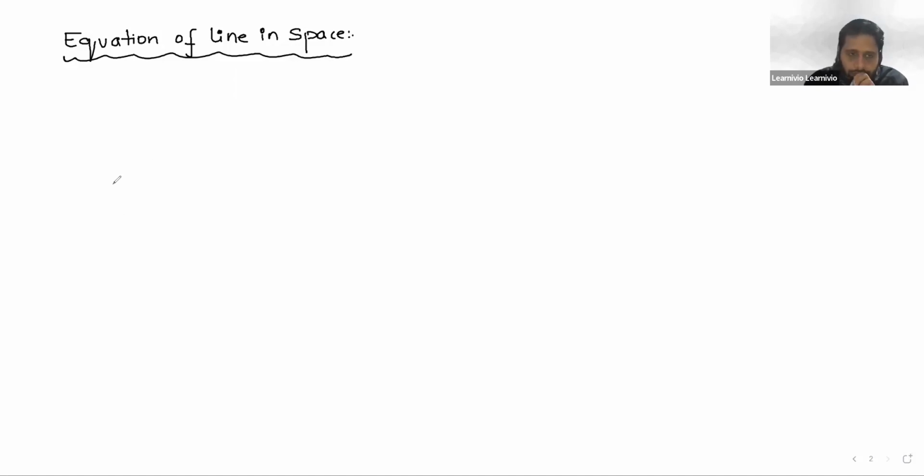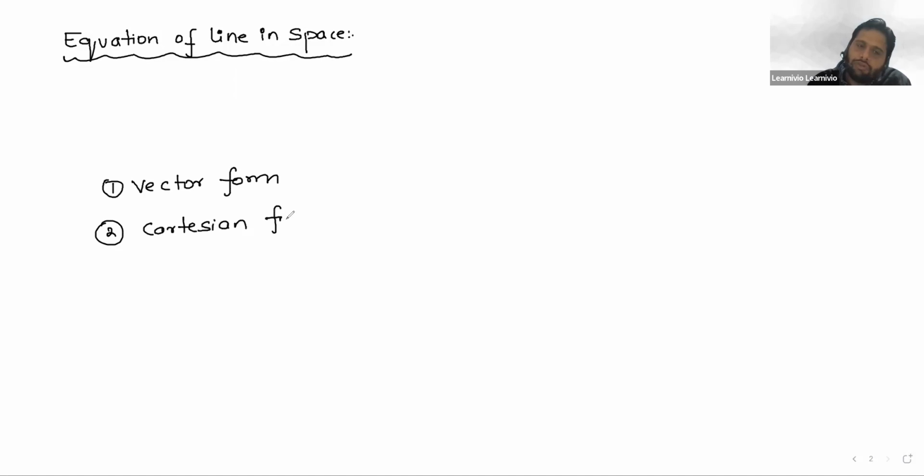So for equation we have two forms. First is vector form, second is Cartesian form. Till class 11 you have just found the Cartesian form. Who can tell me the equation of a line which is passing through a point x1, y1 and having the slope m? Anyone? Last year in coordinate geometry you have done this. y is equal to mx plus c.